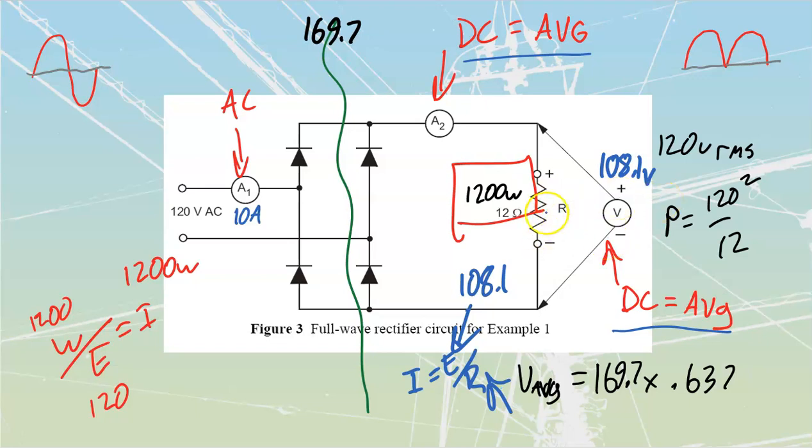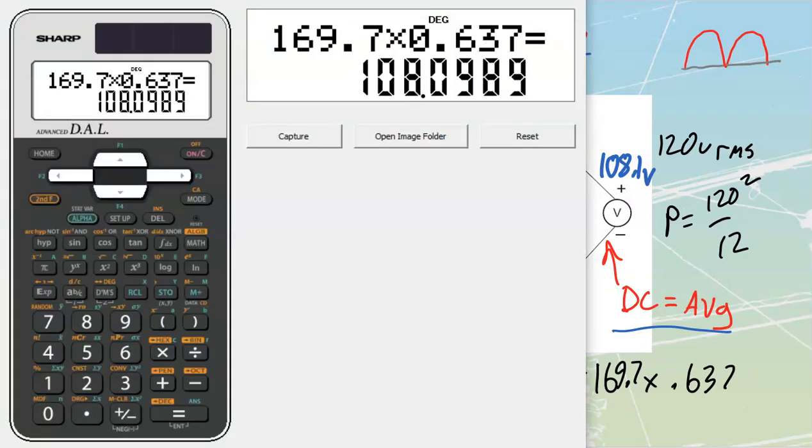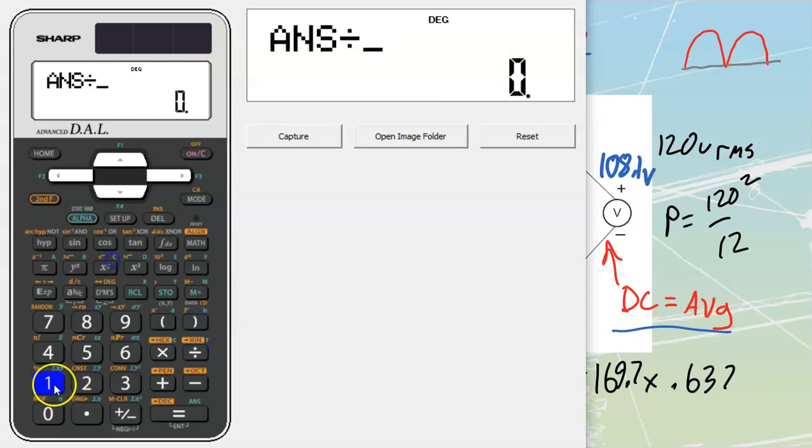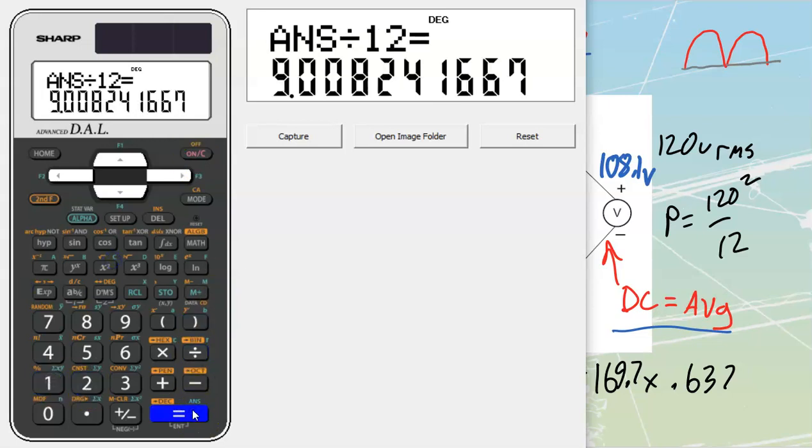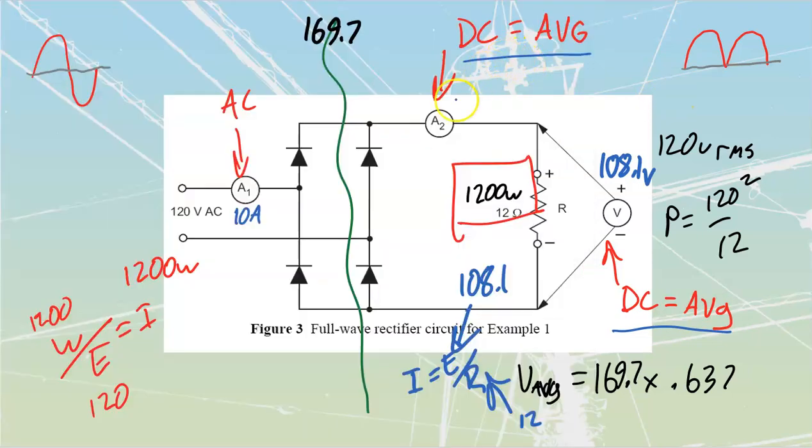So this has got a resistance of 12 ohms. So I'm going to place that inside of there. So I can go 108.1 divided by 12 ohms. Gets me to a current of 9.008. We will round that one to 9 amps that I'm going to have over here. So my DC is going to be reading 9 amps over here.